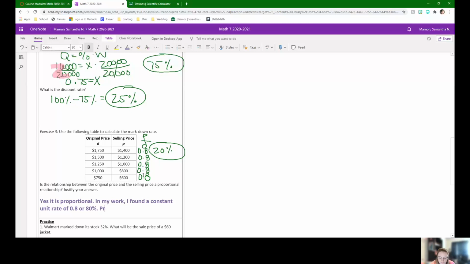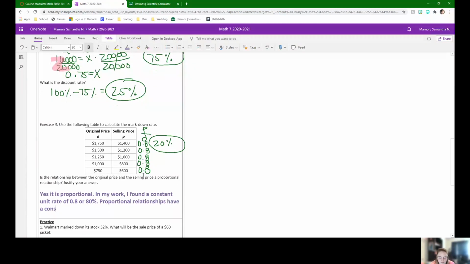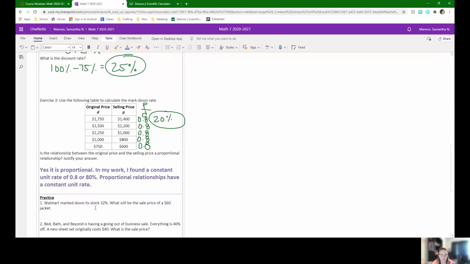We know that proportional relationships have a constant unit rate. Quick, easy math CER. Yes, it is proportional. In my work, proportional relationships have a constant unit rate.